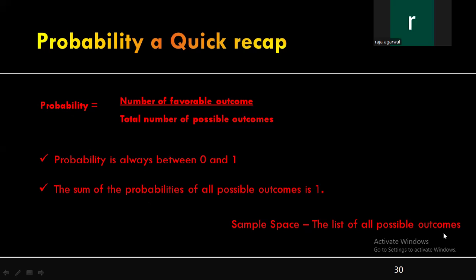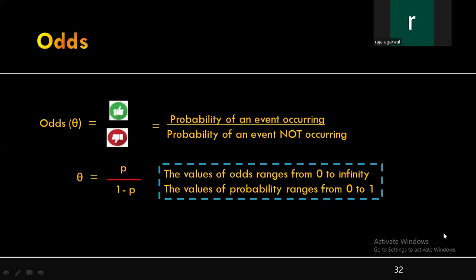Next, we will jump into odds. What is odds? The probability of an event occurring divided by the probability of an event not occurring. That is what your odds are. This is how we define the odds: P over 1 minus P. The probability of an event occurring, that is your P. The probability of an event not occurring, that is your 1 minus P. See, remember that the values of odds range from 0 to infinity. The values of probability range from 0 to 1. This is the one you need to remember.